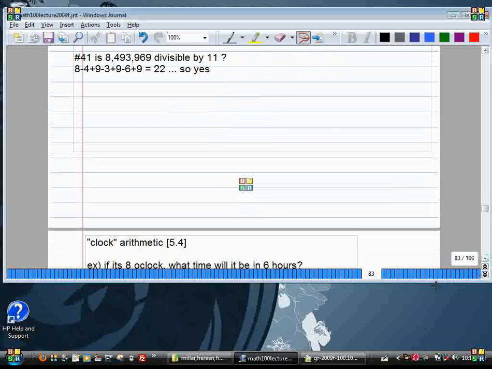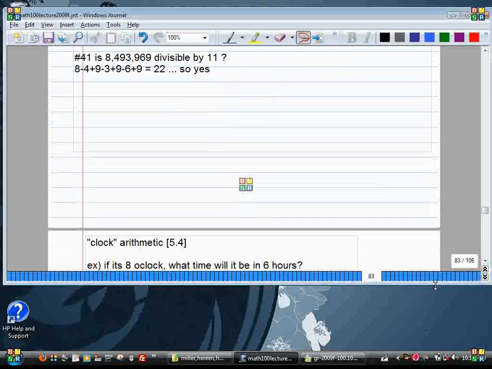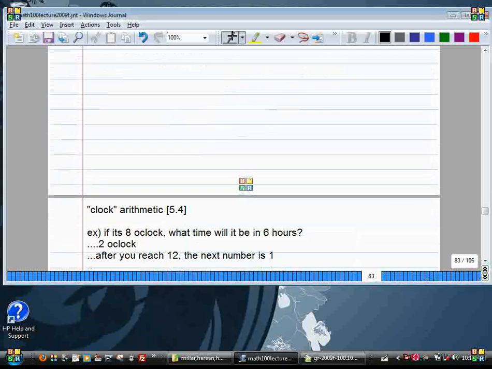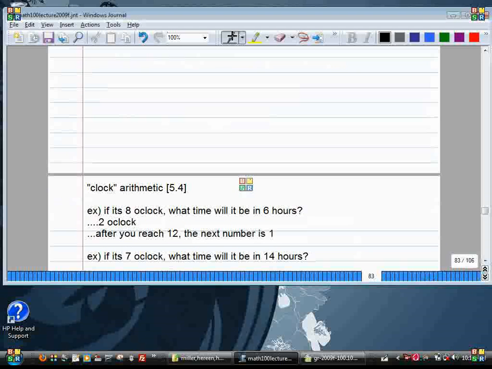If it is 8 o'clock, what time will it be in 6 hours? 2 o'clock. How'd you get that? You add 6. If I add 6 to 8, I get 14. Okay. Right. Now, if it's 7 o'clock, what time will it be in 14 hours?